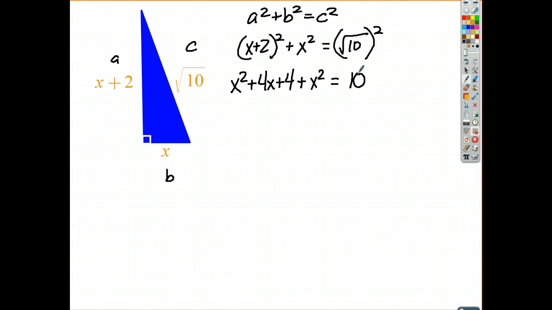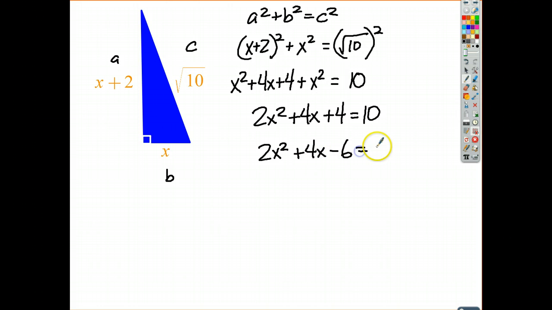So now let's set this whole thing equal to 0. We get 2 squared plus 4x plus 4 equals 10. Then we subtract the 10 and set this whole thing equal to 0, so we get 2x squared plus 4x minus 6 is equal to 0. Now there's a factor of 2, so if I divide everything by 2, we get x squared plus 2x minus 3 is equal to 0.